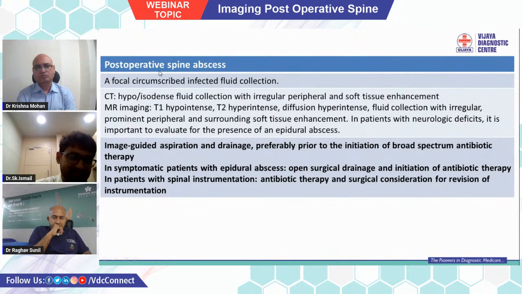Another rare complication is postoperative abscess. The imaging findings are similar to that of spondylodiscitis, thick walled enhancement with diffusion restriction, and the management is image guided aspiration, like before the initiation of antibiotic therapy. If there is epidural extension, then surgical drainage and exploration is done. And in patients with spinal instrumentation, there is indication for revision of instrumentation.